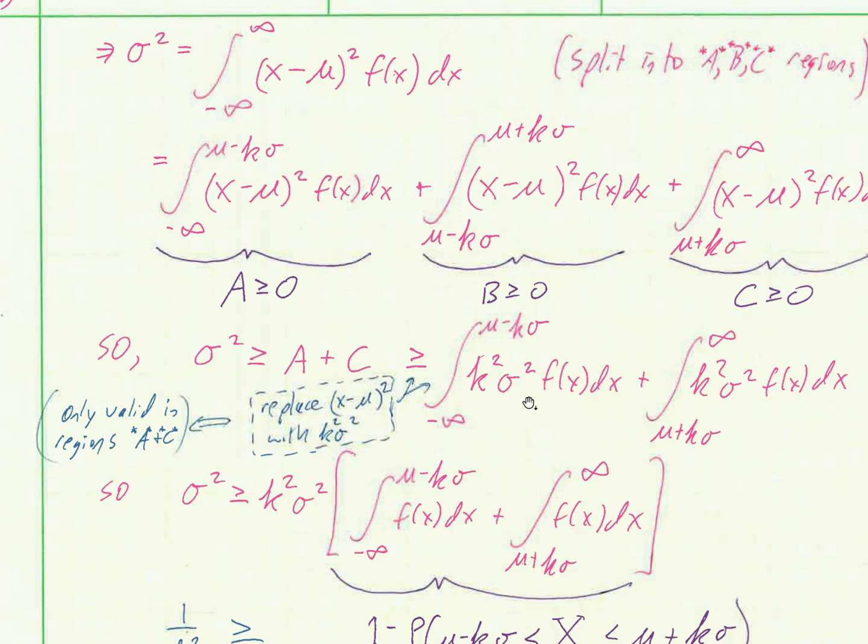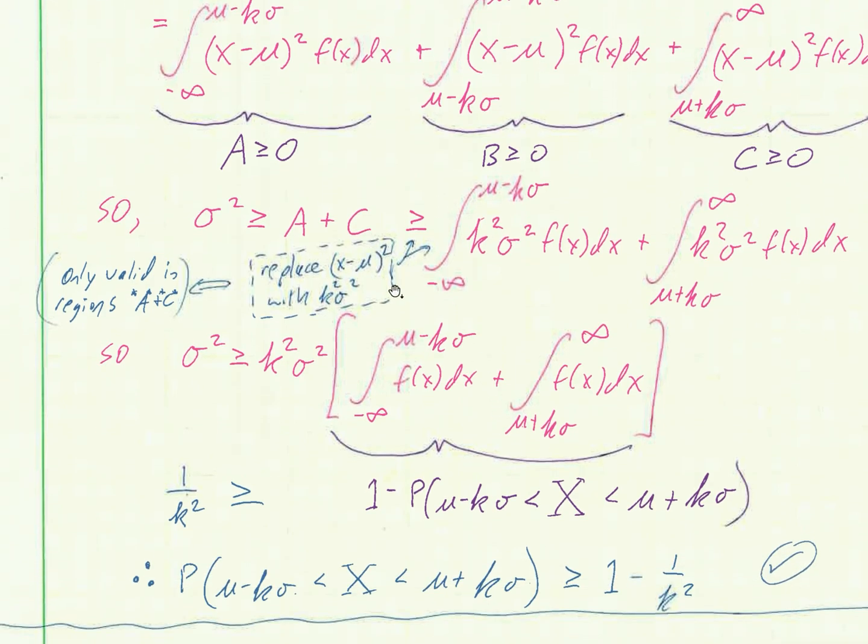Well, in the A and C region, this x minus mu squared is bigger than or equal to k squared sigma squared. So it's another way we've made this smaller, right? Because in those regions, x minus mu squared is lower bounded by k squared sigma squared. That's really helpful because then we can pull these out of the integrals. We pull this out of the integral and we're left with this integral of f of x plus this integral of f of x.